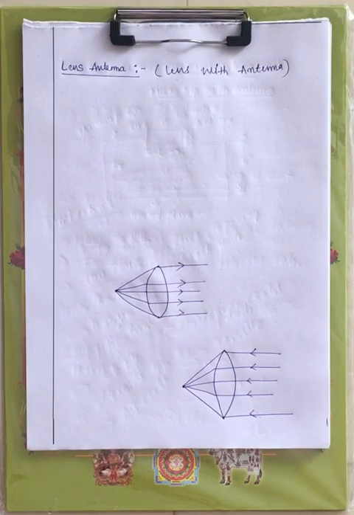A lens antenna is nothing but an antenna with a lens, and that lens may be either conducting type or dielectric type. Depending on the types of lens, you can use either a dielectric type lens or a conducting type lens.